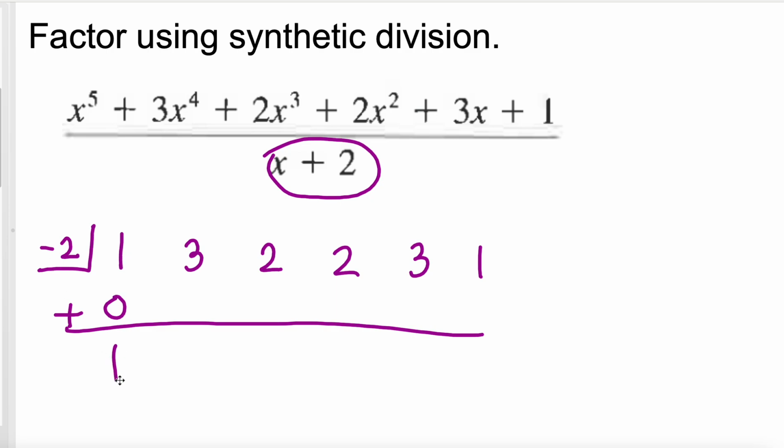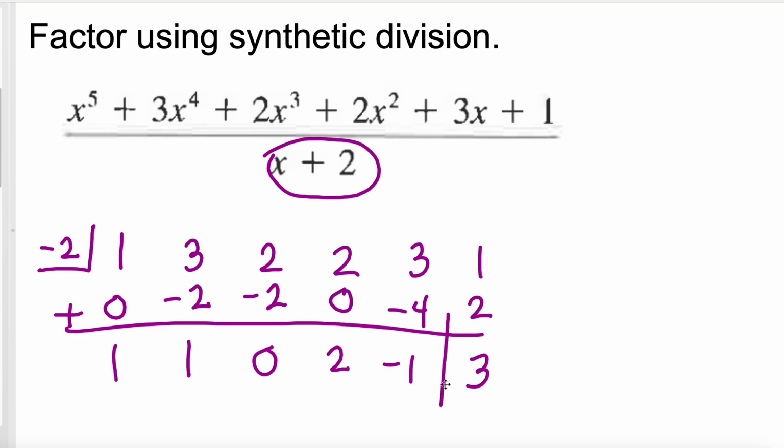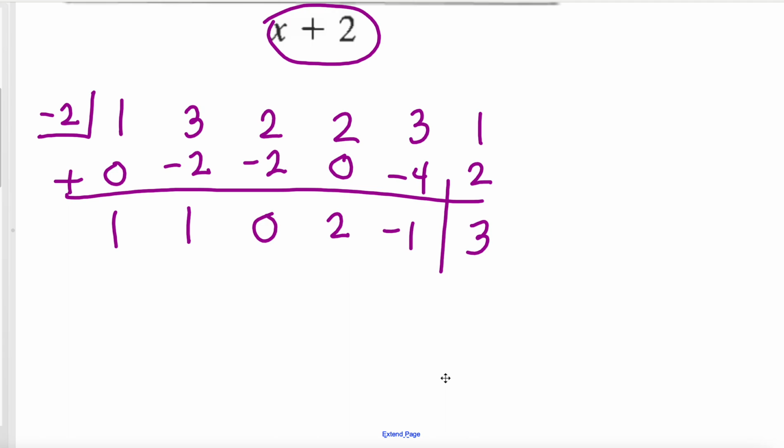So I bring down my 1, I multiply and I get negative 2, I add and I get 1, I multiply and I get negative 2, I add and I get 0, multiply and get 0, add and get 2, multiply and get negative 4, add and get negative 1, multiply and get 2, add and get 3. So that 3 is my remainder.